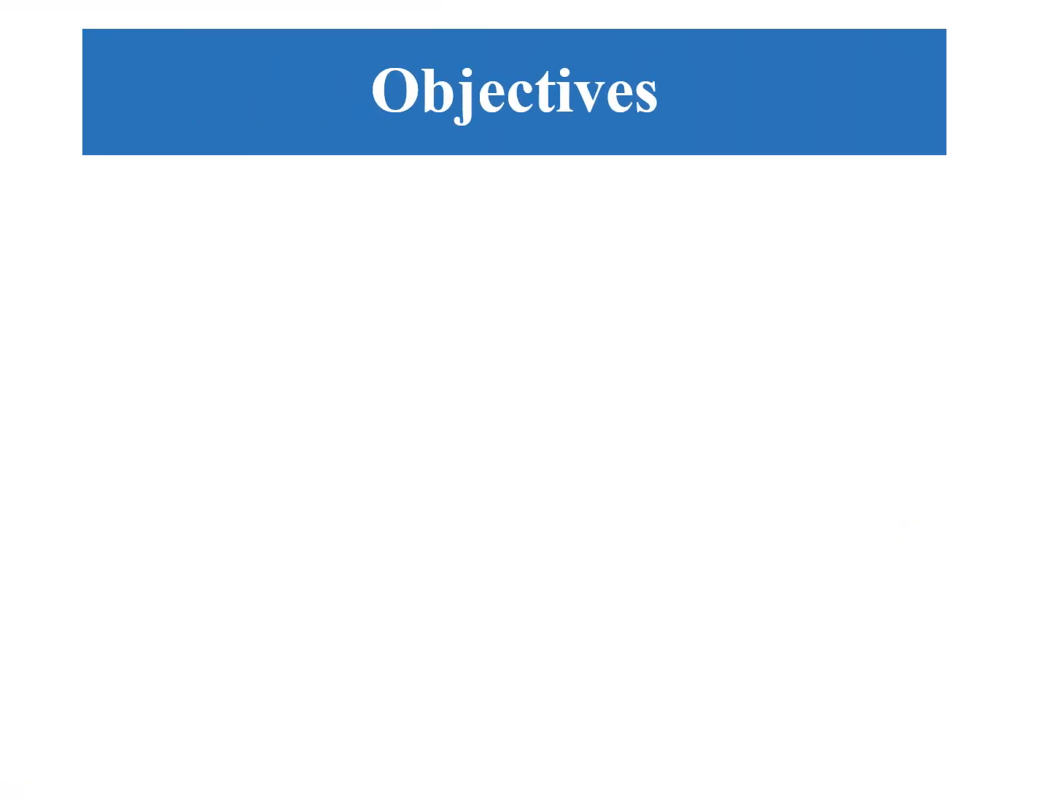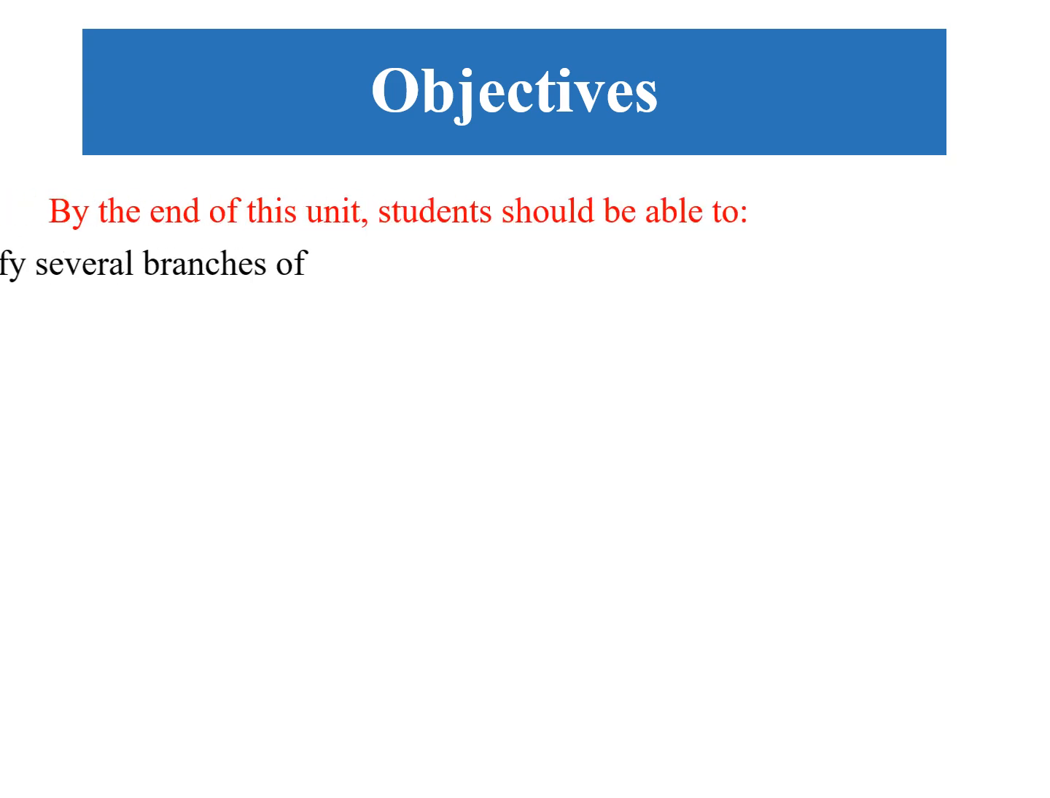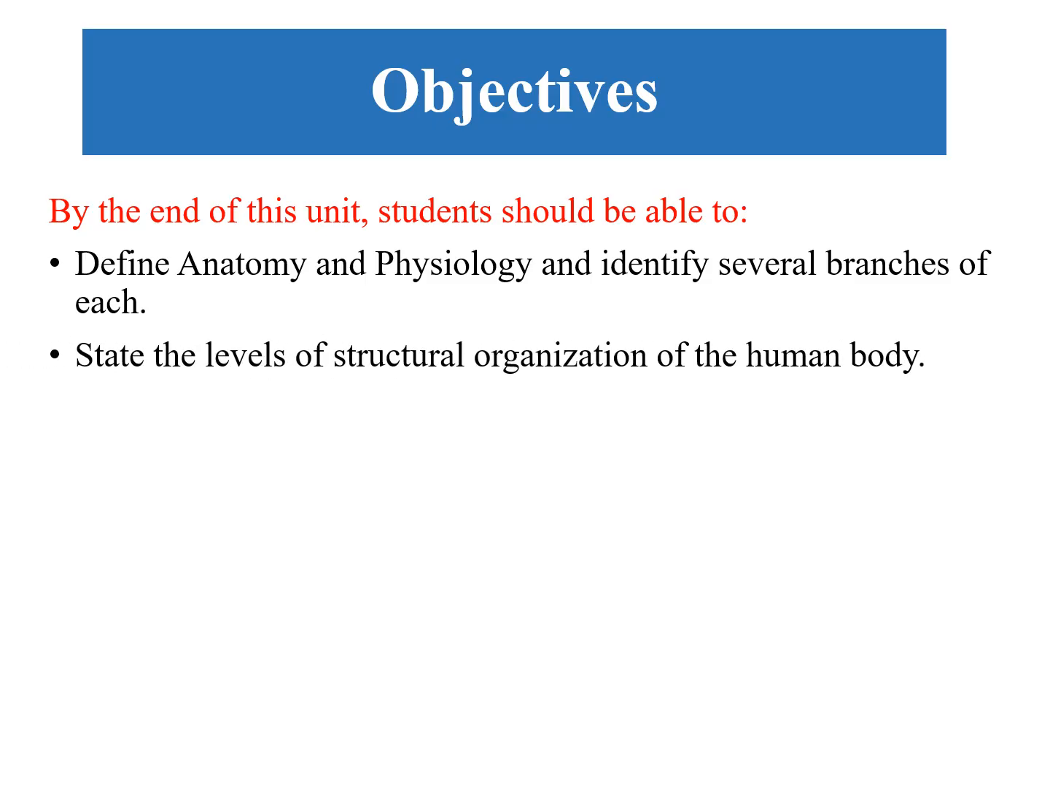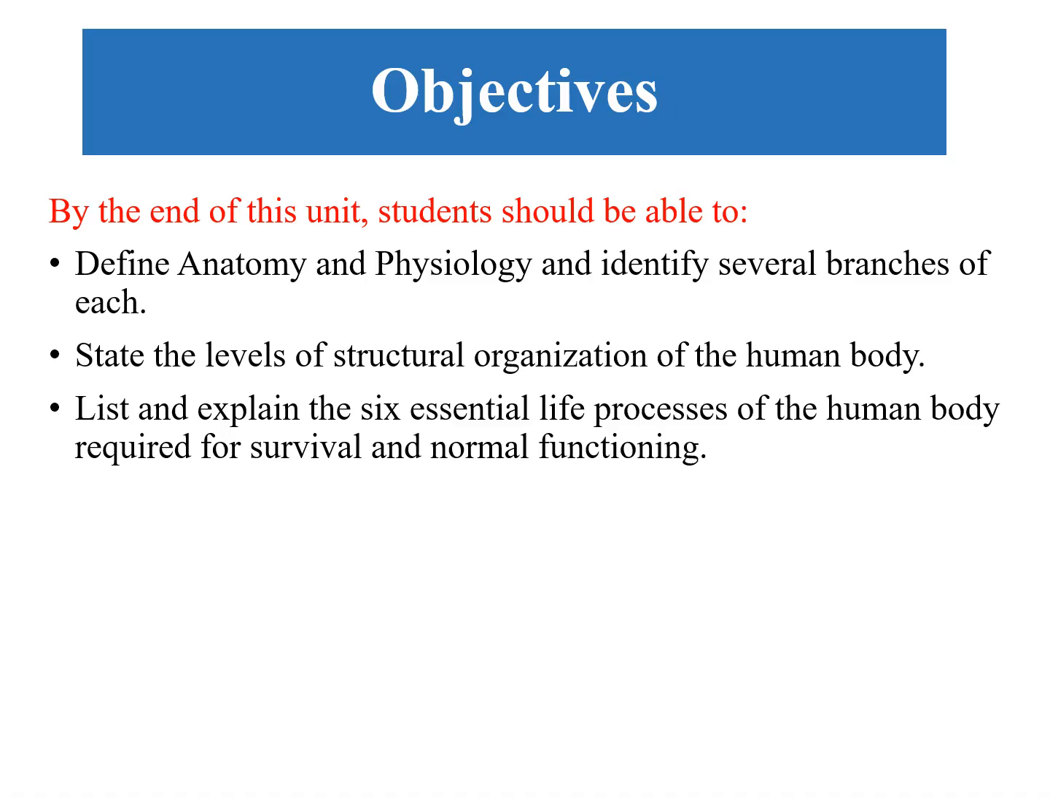And here are the objectives of this lesson. By the end of this lesson, you should be able to do the following. You should be able to define anatomy and physiology and identify several branches of each. You should be able to state the levels of structural organization of the human body. You should be able to list and explain the 6 essential life processes of the human body required for survival and normal functioning.